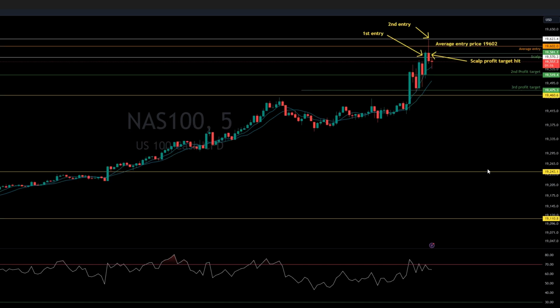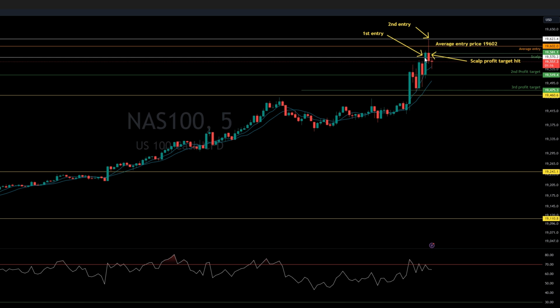So here you can see our two entries hit. We have our average entry in the middle. We've got our scalp profit target, our second and third profit target. Okay, so with this trade, we always position to have three entries, whether it's a short or a long.